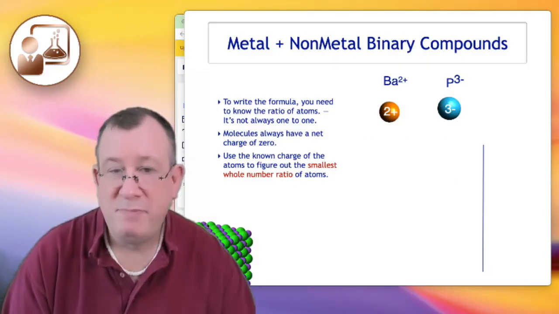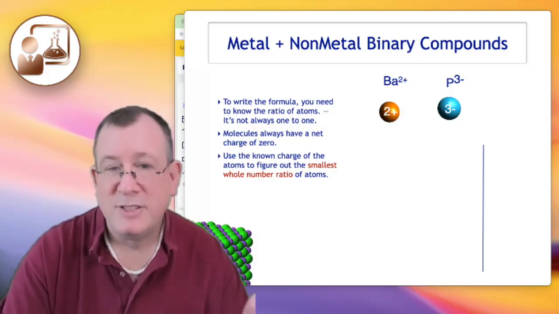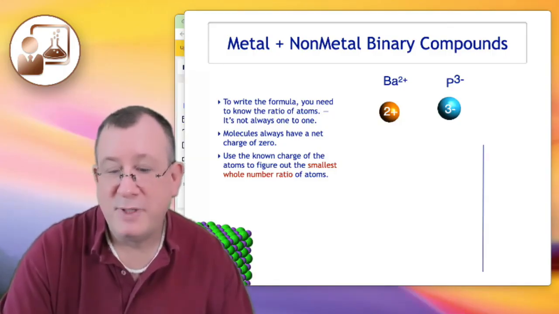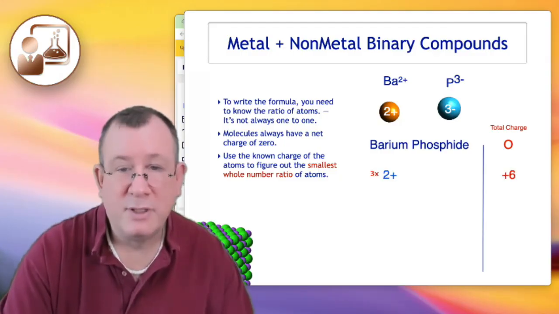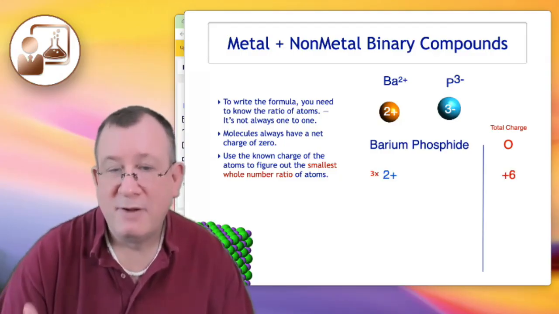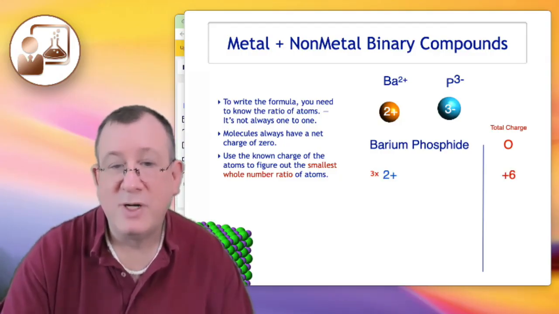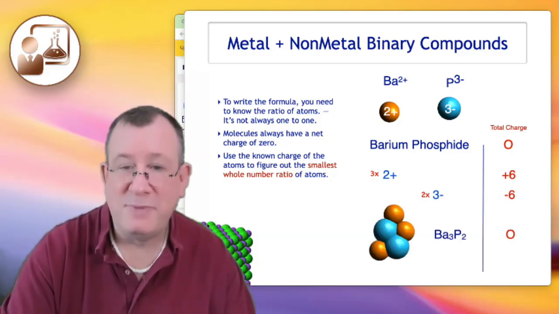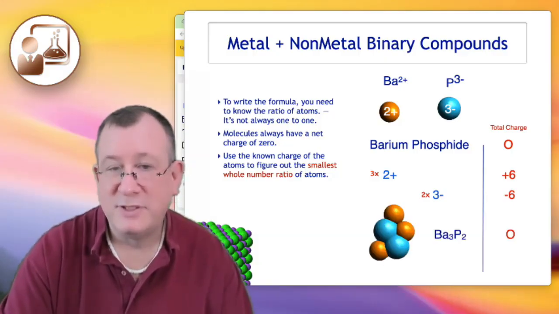So I'm going to need to build a 6+ charge and a 6- charge to balance it out. That means to get a 6+ charge out of barium 2+, I'm going to need 3 of those to get a +6. Phosphide has a 3-. I'm going to need 2 of those. That means my formula is Ba3P2.